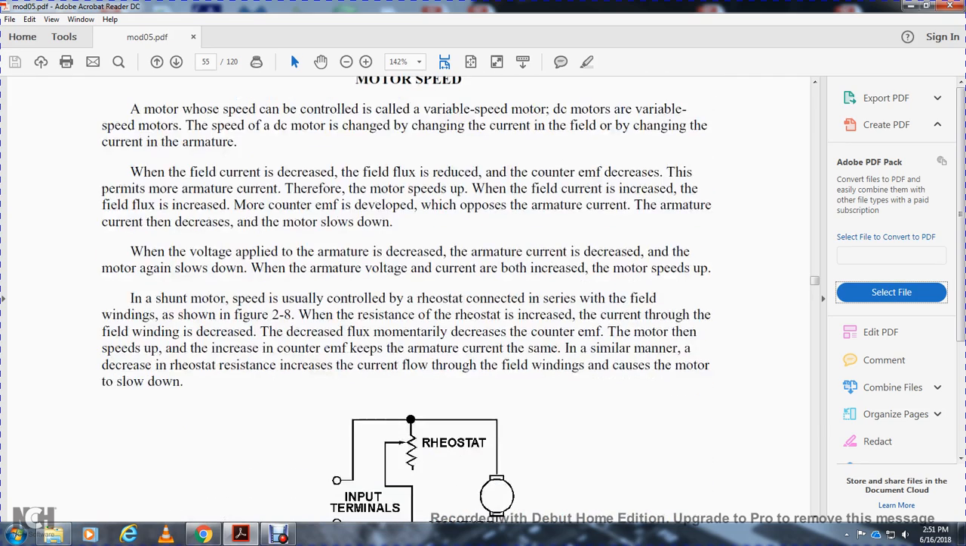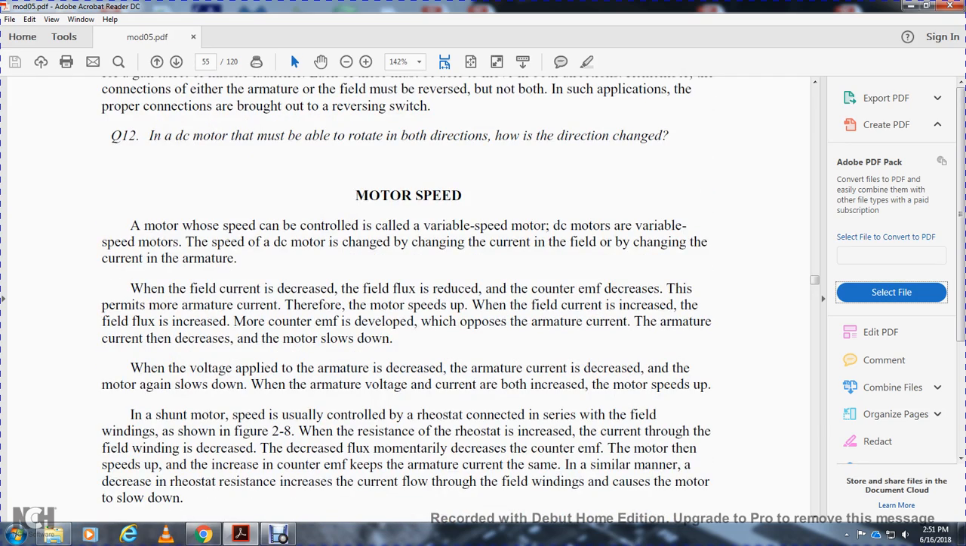Motor speed. A motor whose speed can be controlled is called a variable speed motor. DC motors are variable speed motors. The speed of a DC motor changes with the change in field current and with the change in armature current.